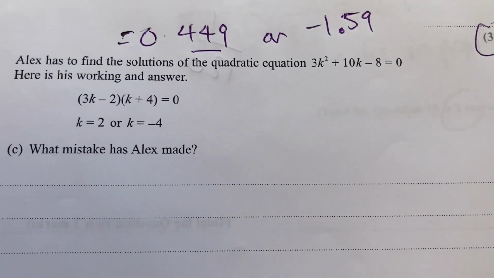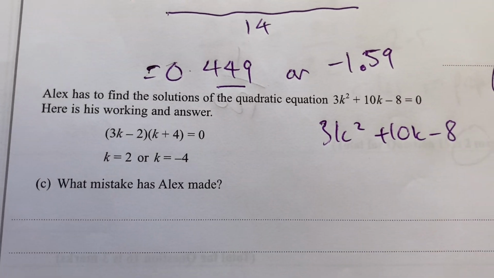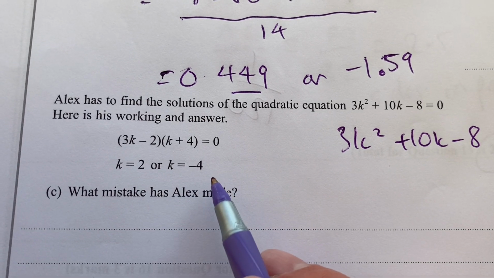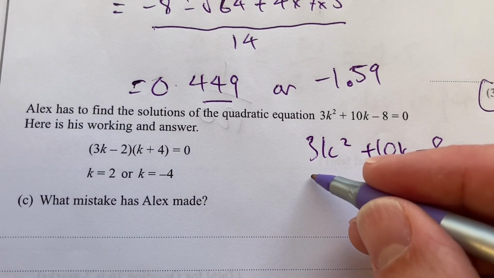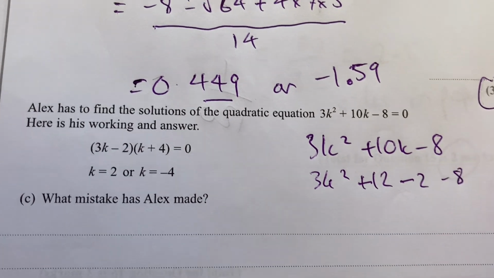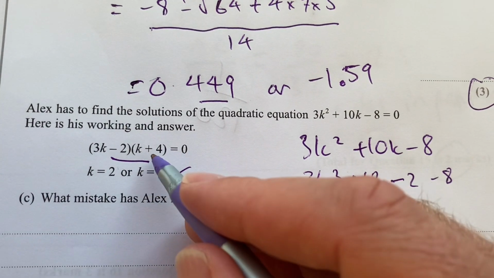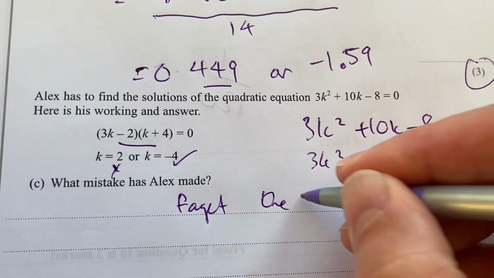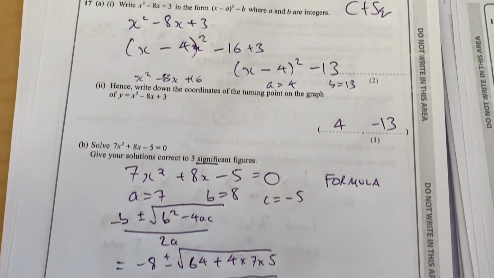Okay, Alex has to find the solutions of the quadratic 3k squared plus 10k minus 8. And he does this working where he factorizes like that. And he says k equals 2 or k equals minus 3. We've got to find out what his mistake was. Let's see, did he expand it okay? We get 3k squared plus 12 minus 2 minus 8. Yeah, that looks correct. Make that 0, but that would not be correct because he forgot the 3. The coefficient there would have to divide there. Okay, there we go. That's question 17.